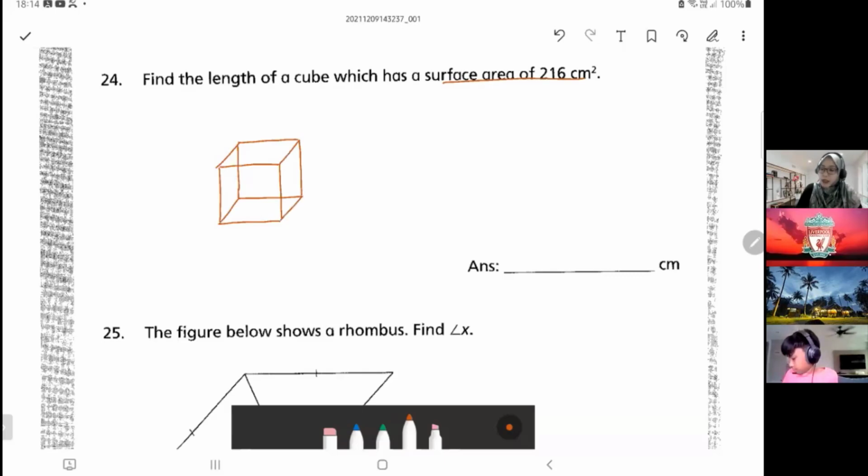So a cube is like that, and then we have a surface area of 216. So surface area means the outside, okay? If you look at a cube, cube has 6 surface areas, okay? Because the top, the bottom, the side, and then you have the front and the back, okay? If you can see that 6, all right?